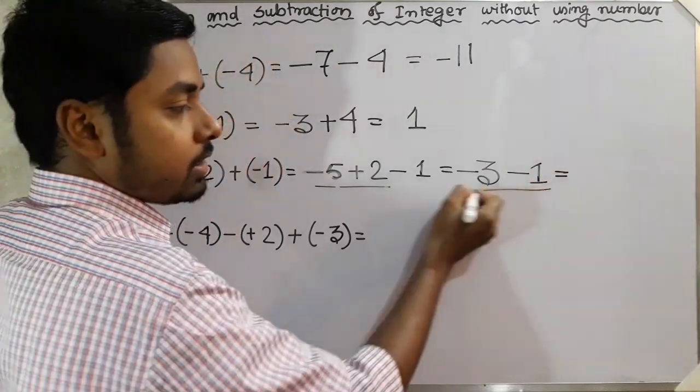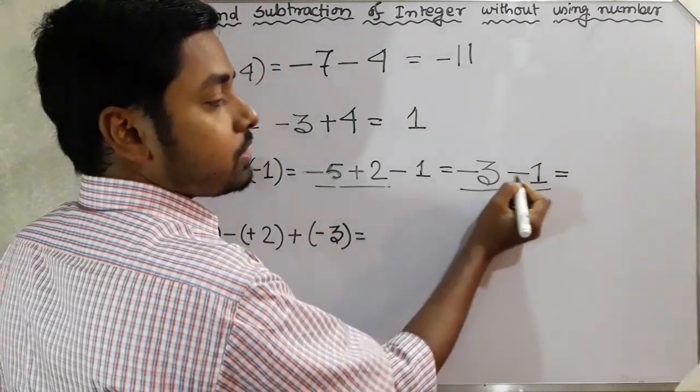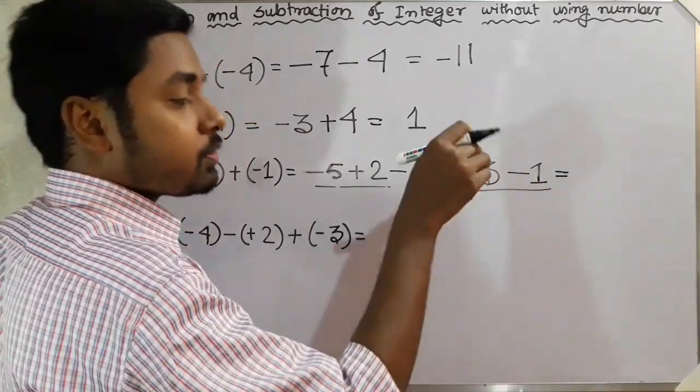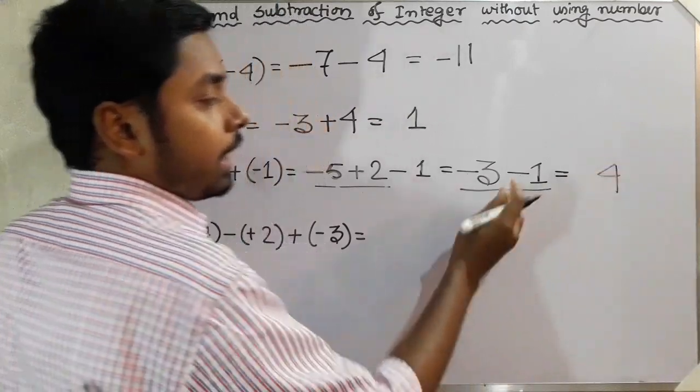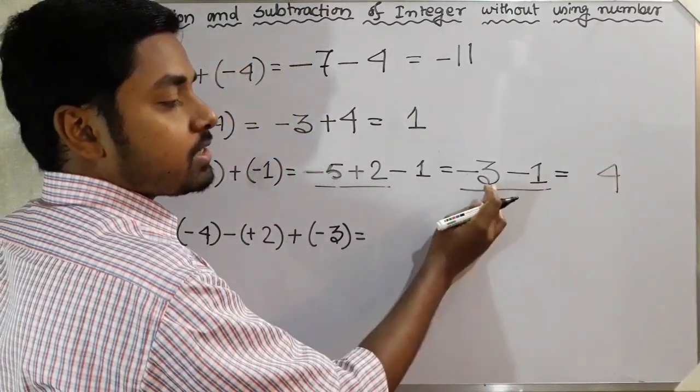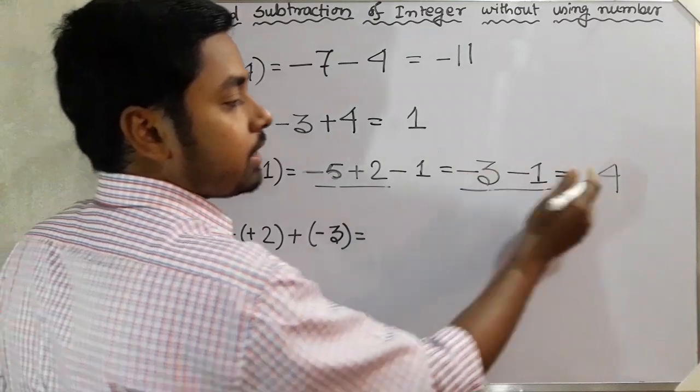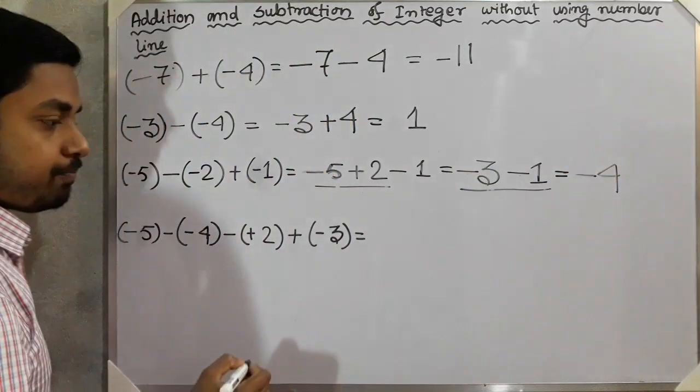Now we have to calculate these two numbers. Minus into minus equals what? Plus. That means we have to do plus. So 3 plus 1 is equal to 4. And between these two numbers, 3 is the greatest one, and before 3 it is having a minus sign. So here will be minus.